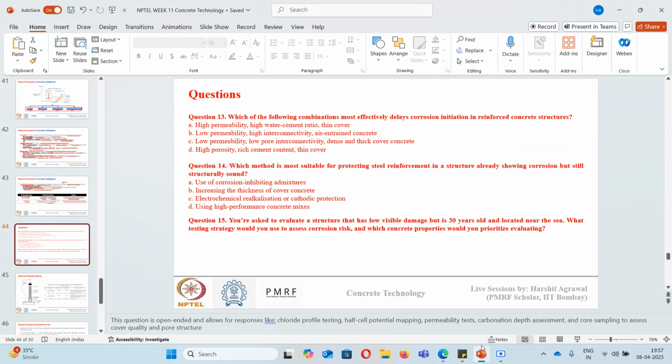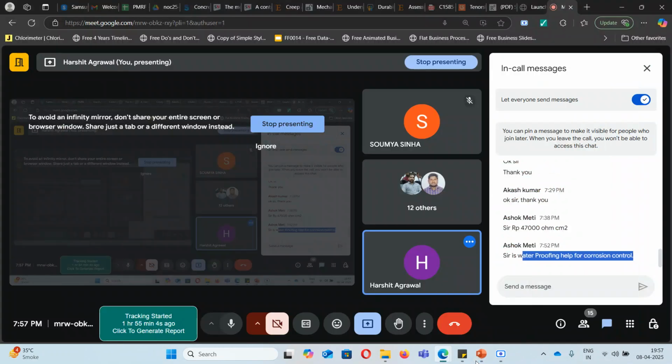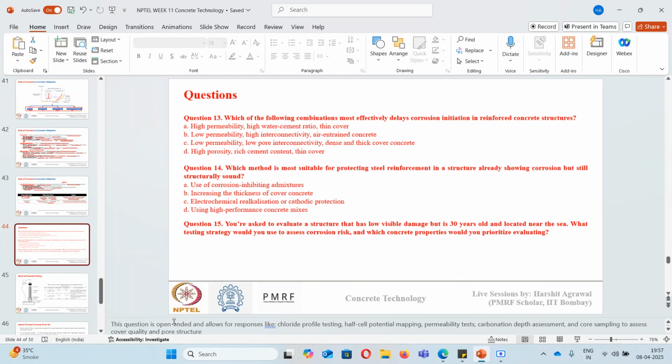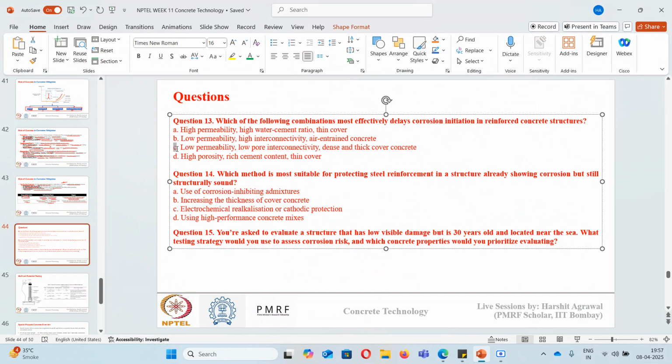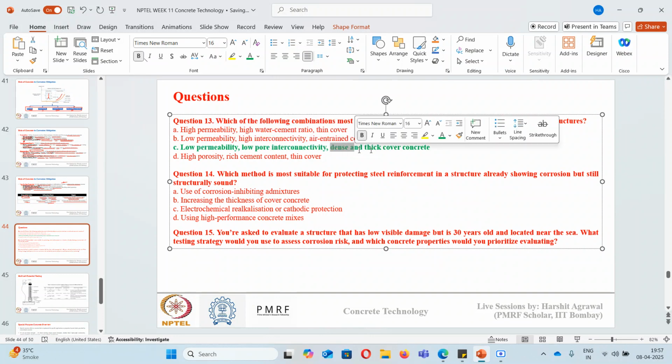Okay, just give me the answer for question number 13 quickly now. Which of the following combinations most effectively delays corrosion initiation? So the answer is very clear. Anyone can guess the answer? Okay, it is a very simple question. So the answer is C. Low permeability, low interconnected porosity, dense and thick cover.